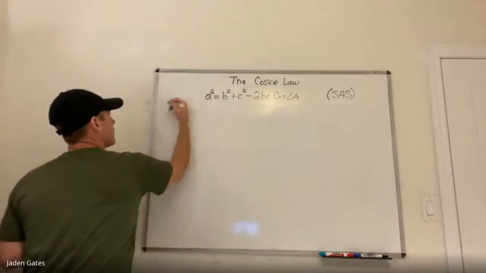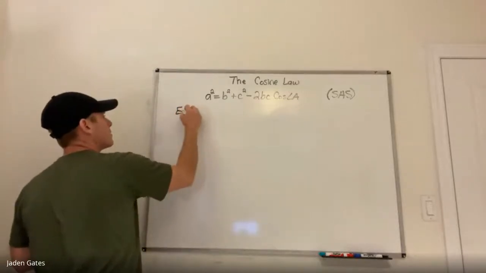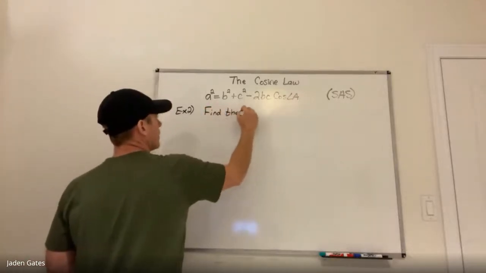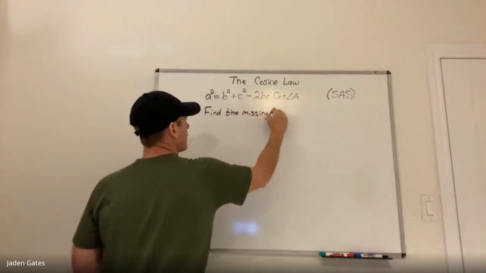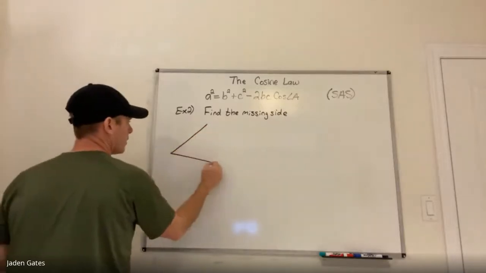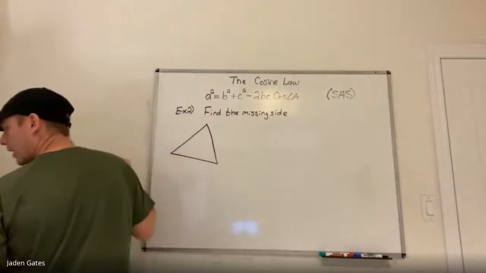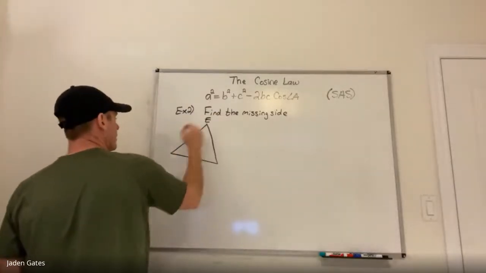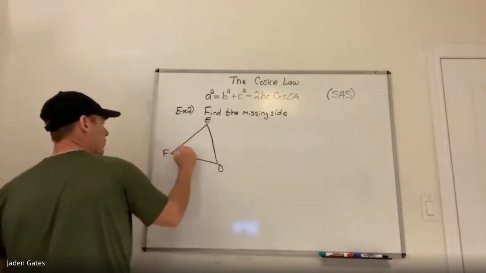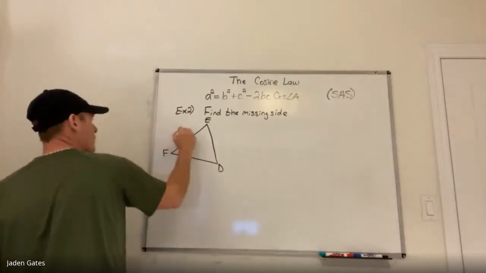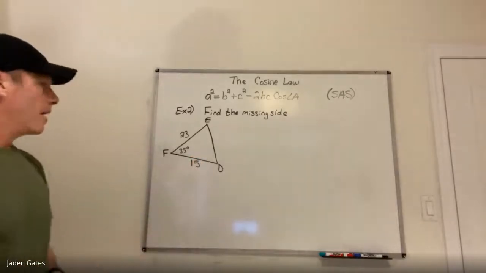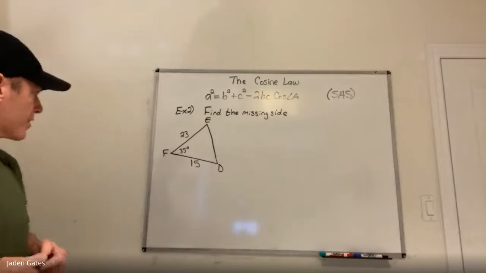We get, let's see here, it should say find the missing side. All right, so here's my triangle. I have, okay, I have, this is E, F, and D. All right, and I have a 35-degree angle here. I have 23 here and 15 here. All right, so now I want to find the missing side.